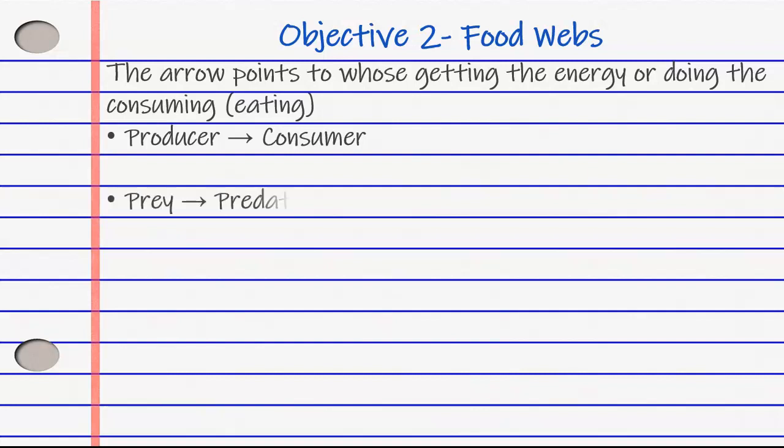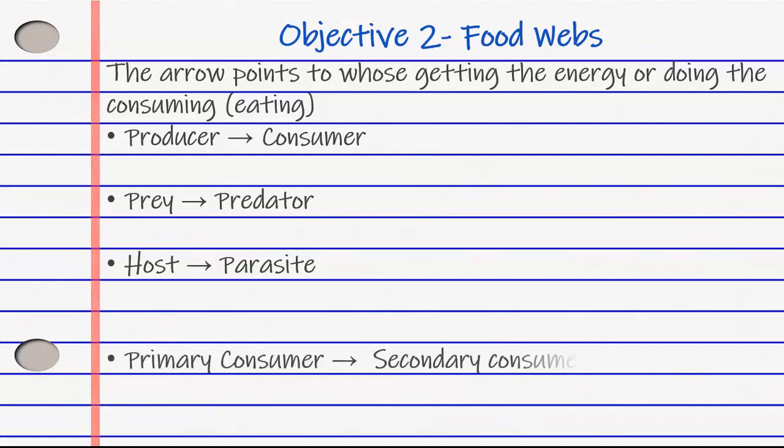Okay. With a predator-prey relationship, the prey gives energy to the predator, or the predator is consuming the prey. In a host-parasite relationship, the host is giving energy to the parasite, so the parasite is the one eating. The primary consumer gives energy to the secondary consumer, so the secondary consumer is who's eating or consuming. And the secondary consumer gives energy to the tertiary consumer, so the tertiary consumer is the one that's eating.